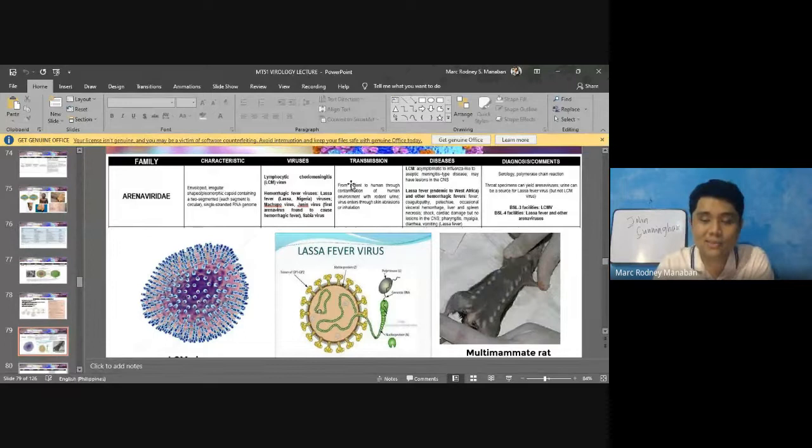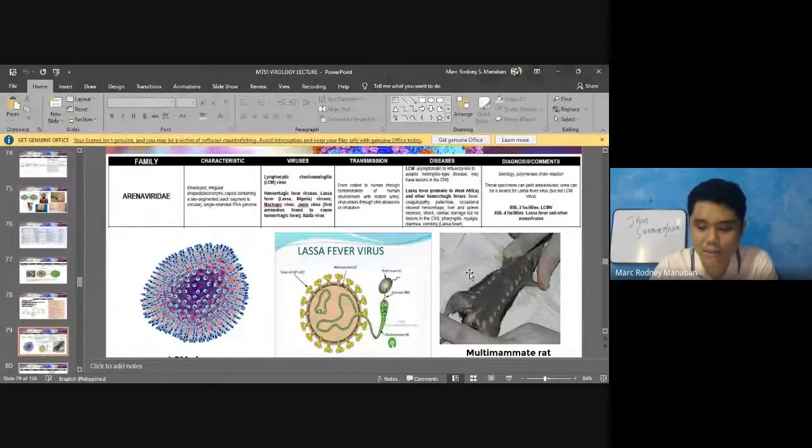So LCM, your lymphocytic choriomeningitis, can cause aseptic meningitis, a meningitis type of disease, and they may have lesions in the CNS. Your Lassa fever, which is endemic to West Africa, again, can cause hemorrhagic fever. When we say hemorrhagic fever, it's a multi-system disease that affects your internal organs, which can lead to bleeding. So there is coagulopathy, petechiae, visceral hemorrhage, cardiac damage, but no lesion in the CNS. That's for Lassa fever, hemorrhagic fever.